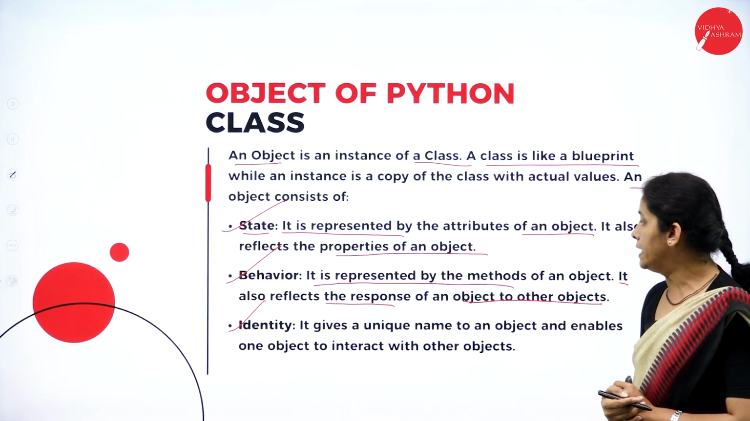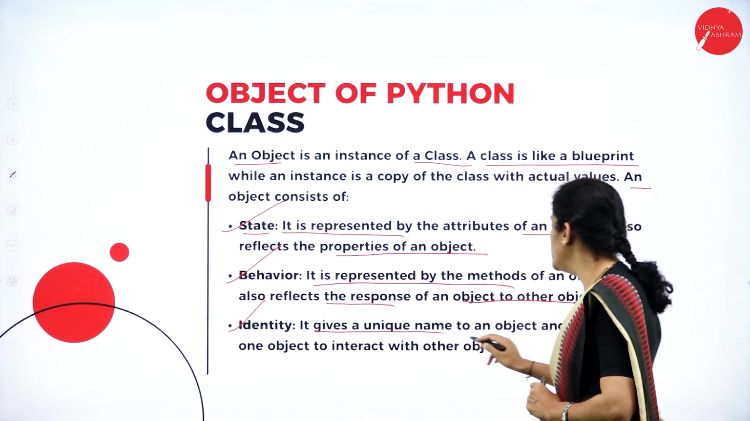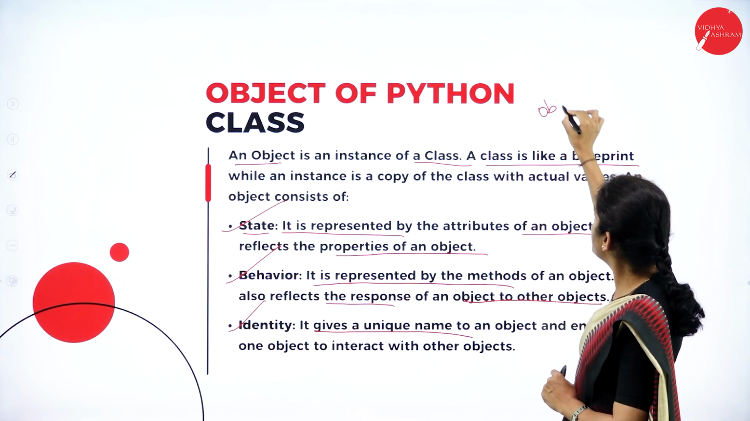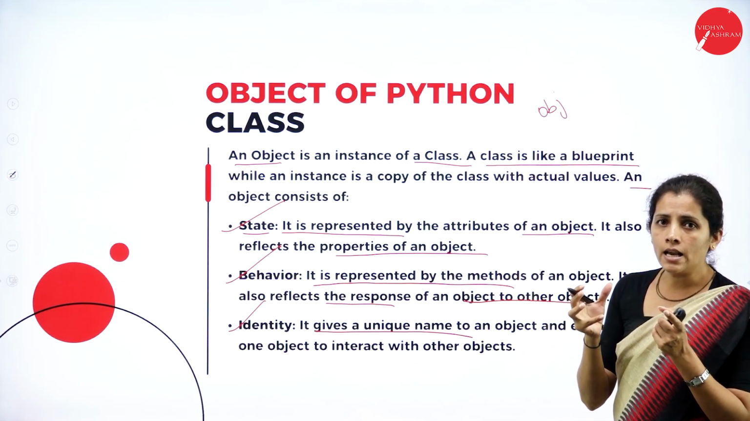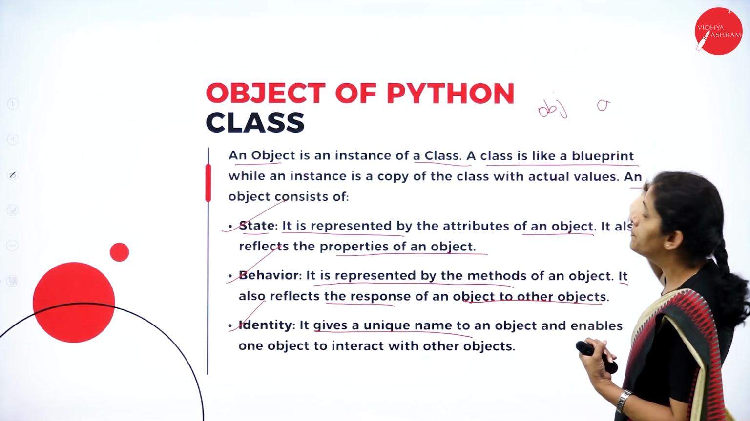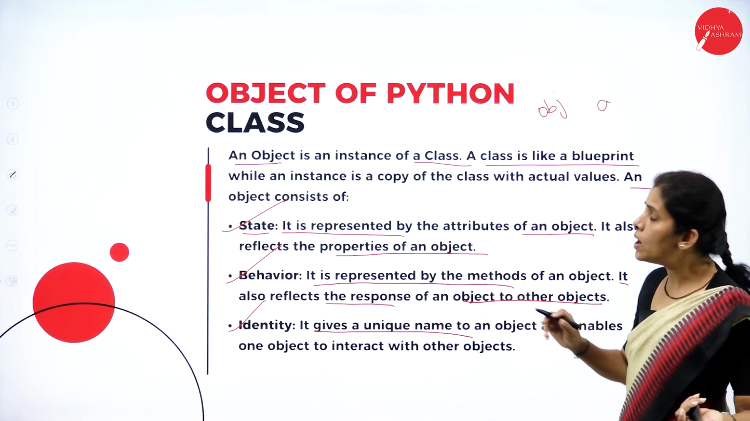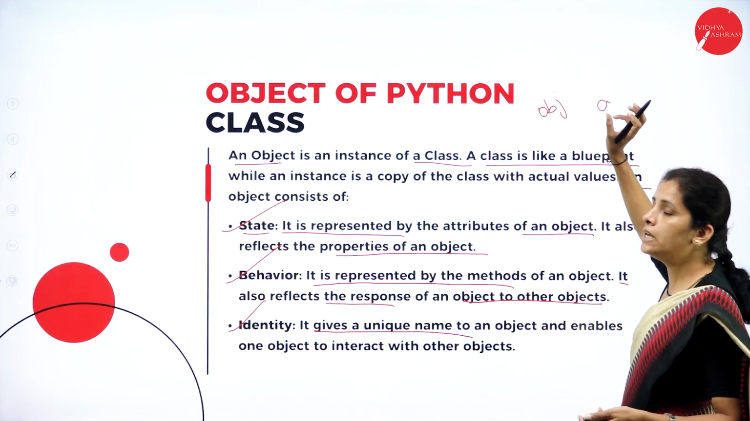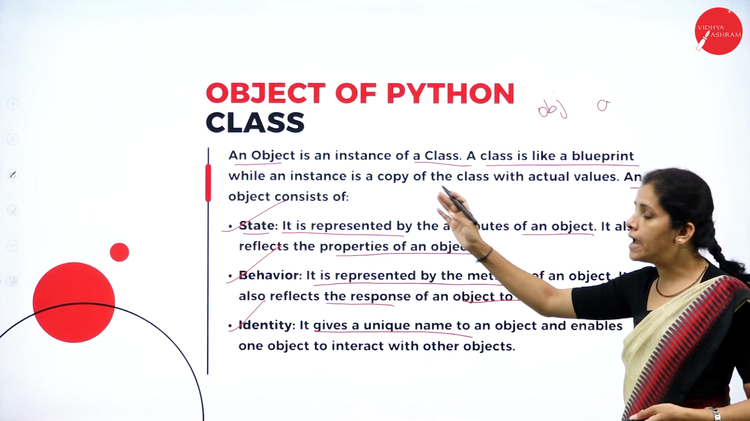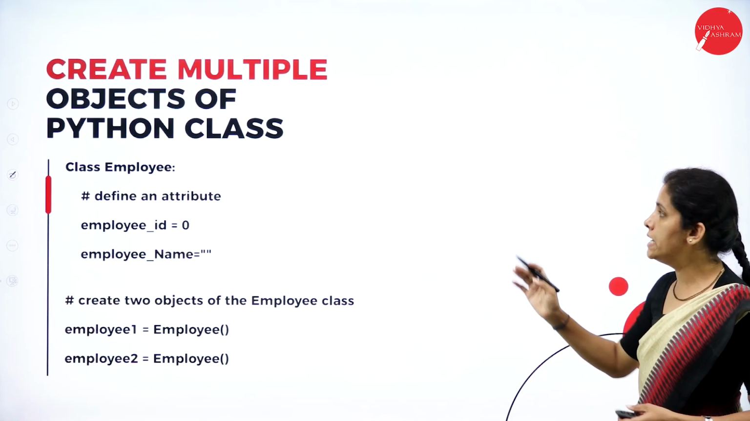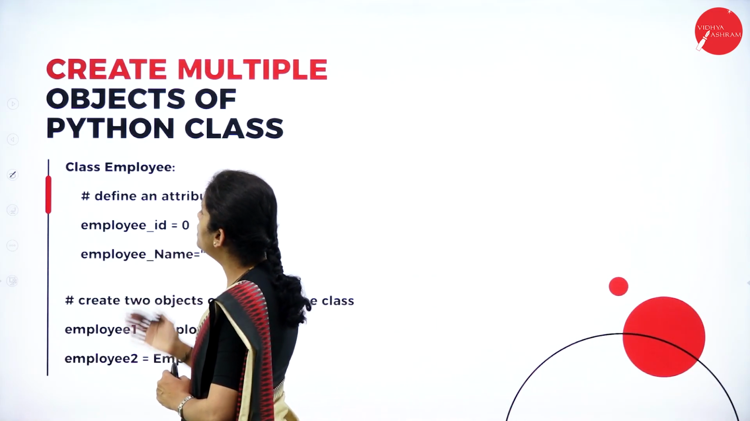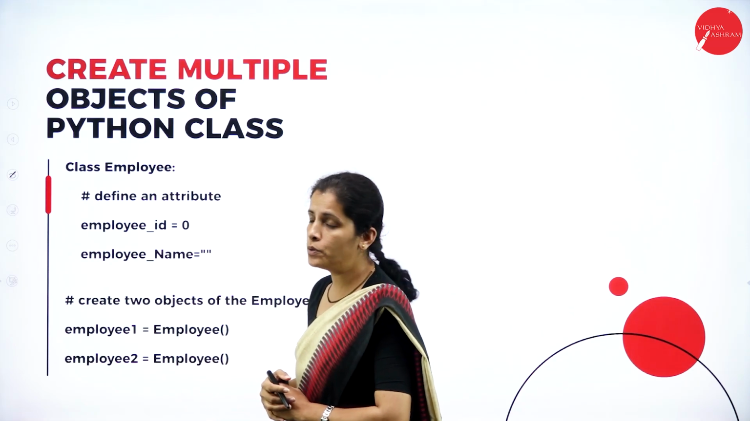And what about identity? It gives a unique name. So if I create OBJ, what's the meaning? I'm going to create a unique name. If I create A, it's also an object. So I'm going to specify the unique name. So an object must have state, behavior and identity. Okay, fine.